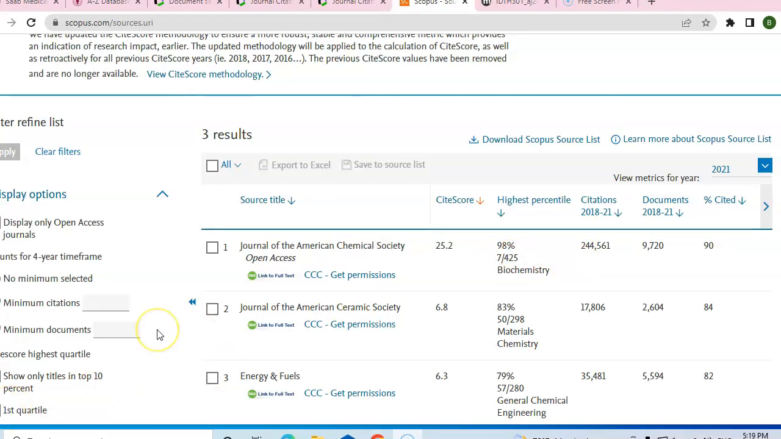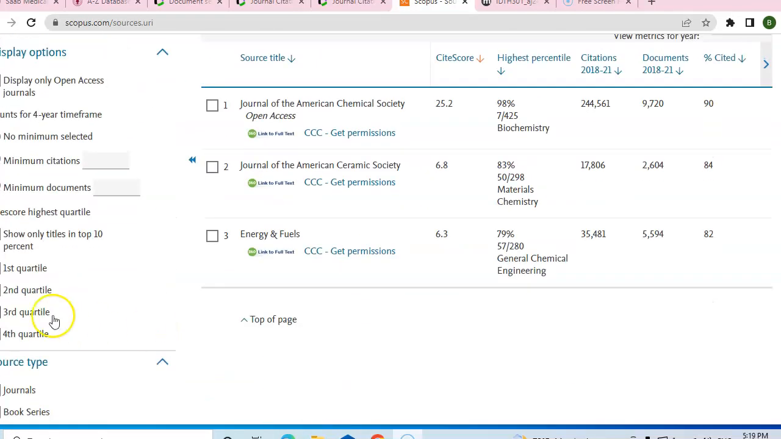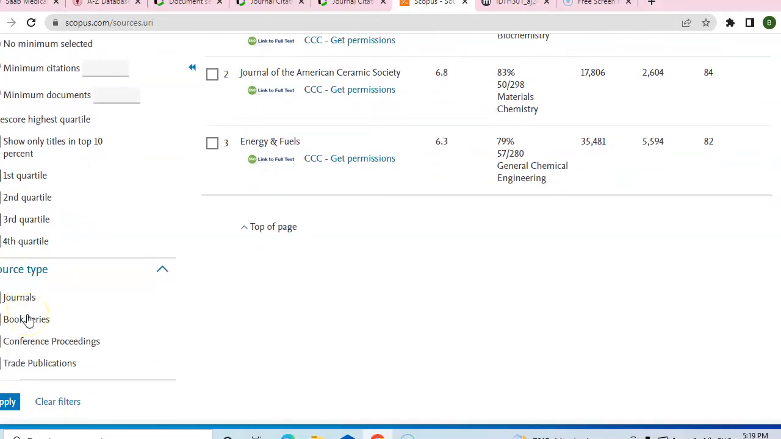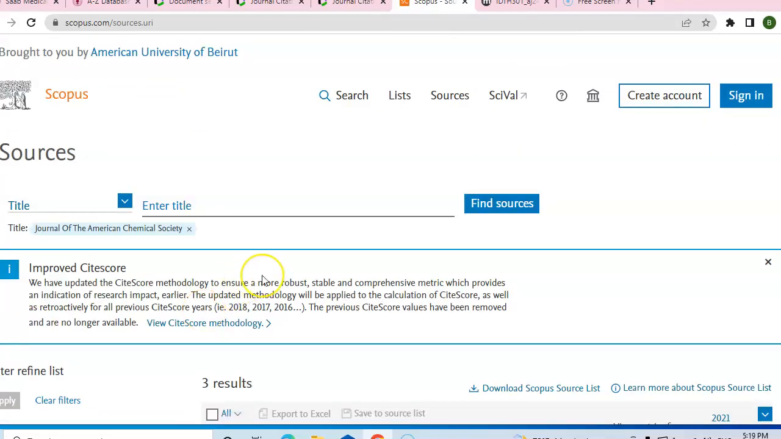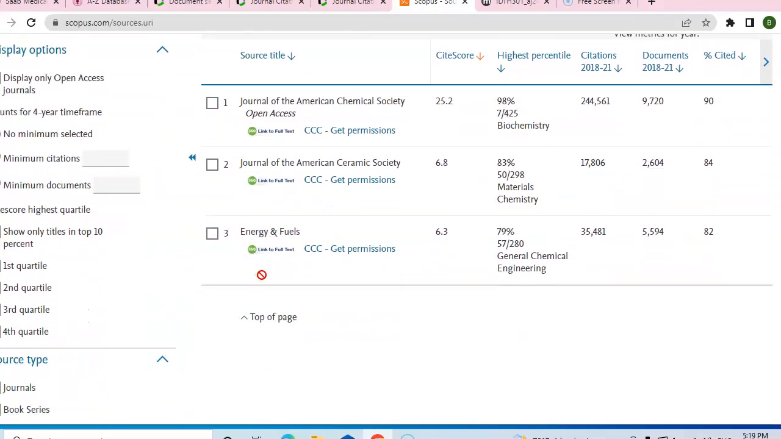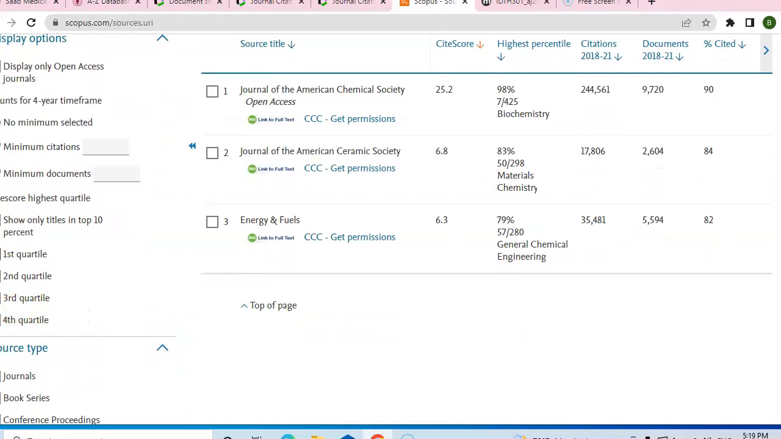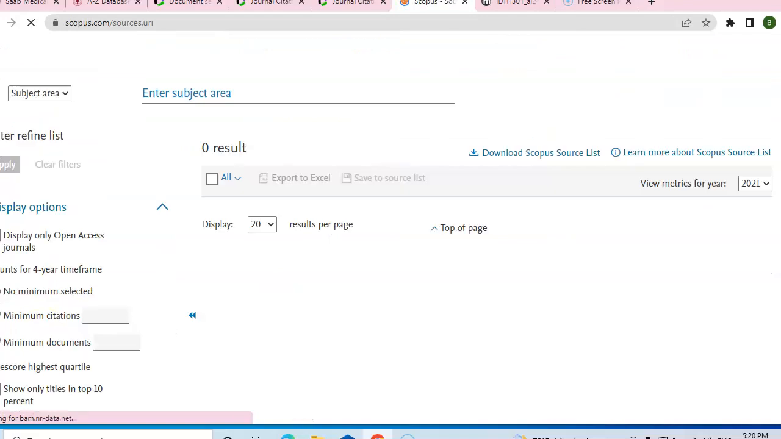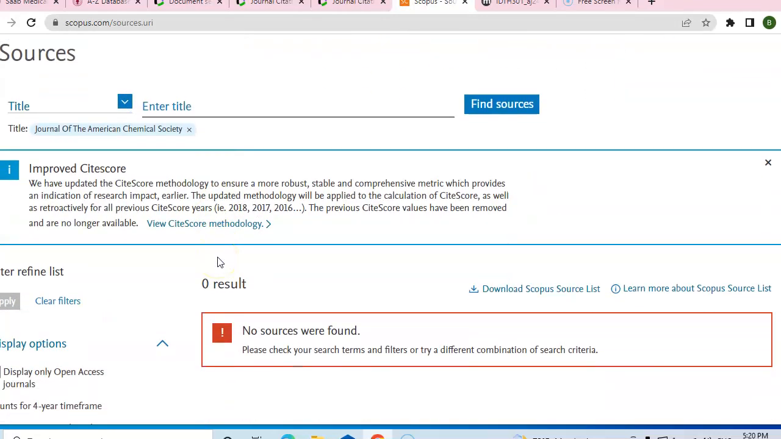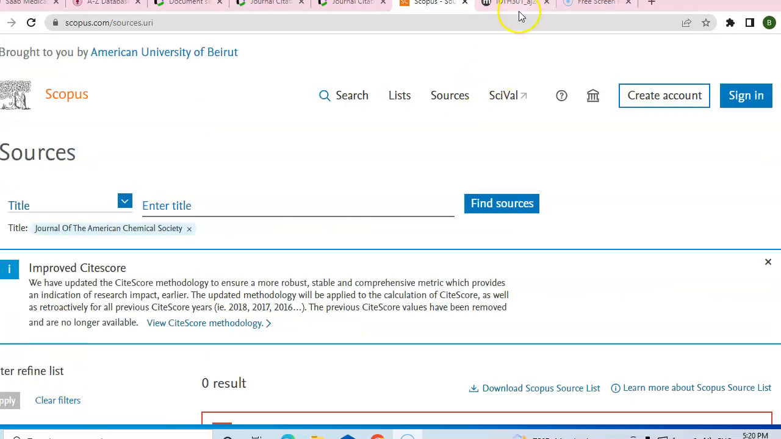And to search in which quartile the journal is, first quartile, then apply. So it appears in the first quartile. However, if we search in the second quartile, that won't appear. So this means that it's in the first quartile. Okay, so we're done with the second question.